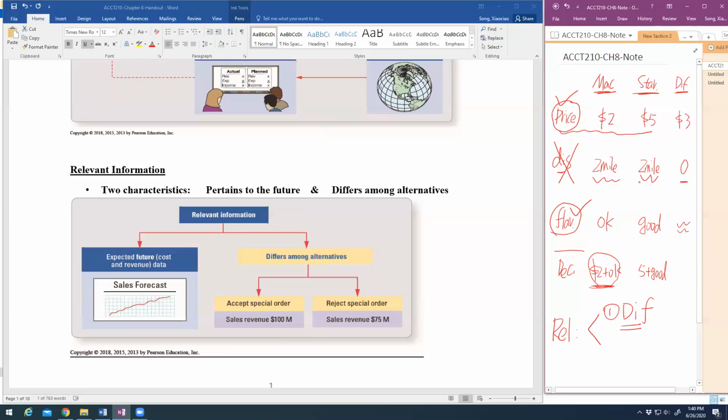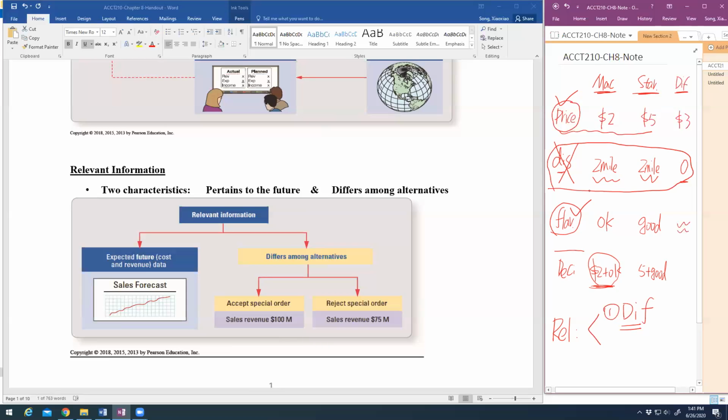If those two things are the same, then that's not relevant. This is very important in our chapter, because when we talk about different scenarios, the fixed cost, most of the time, is the same. No matter if you buy or you make, the fixed cost most likely is the same. So that will not be relevant.